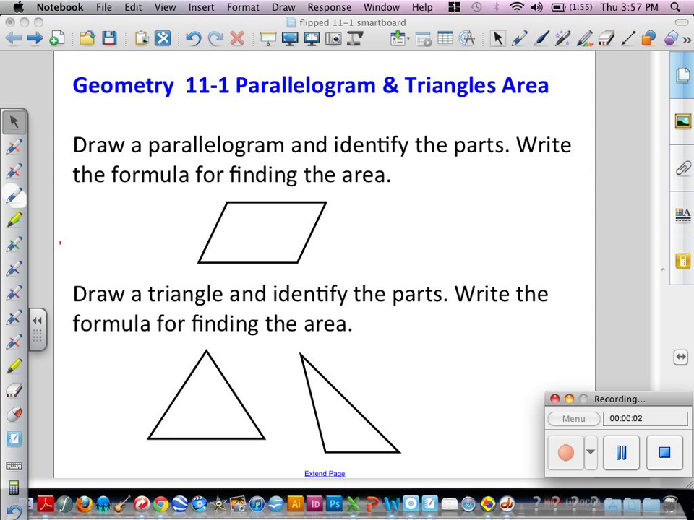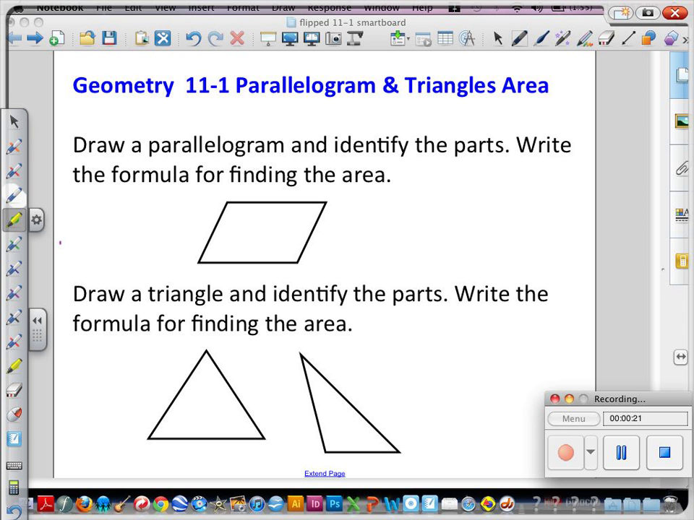Hello, geometry students. We're starting chapter 11, which is going to focus on finding polygons' areas. In section 11-1, we're going to focus on parallelograms and triangles. First we need to get our formulas for area, and we're going to focus on parallelograms. I already have a parallelogram drawn.